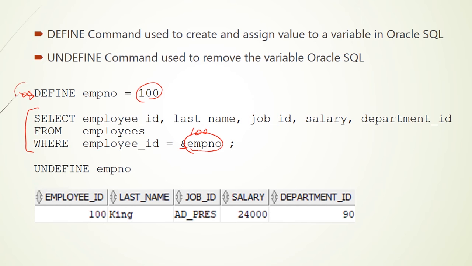So after running the DEFINE and the select statement, Oracle returns the output. This is the employee ID, as we can see, 100. The last name is King. The job ID is AD_PRES, salary 24,000, and the department ID is 90. So as we can see, the DEFINE command can be used to assign a value to the variable, and this value can be used throughout our SQL statement.